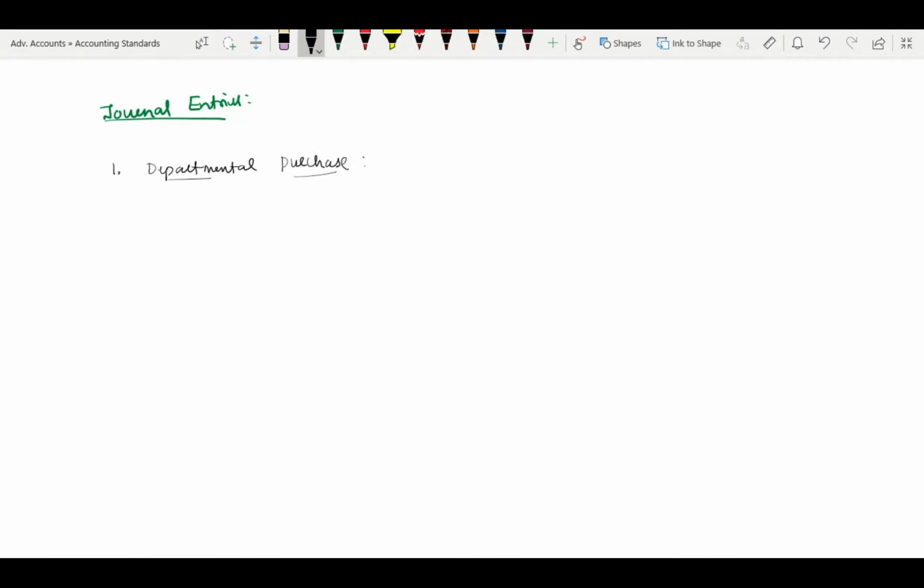If a sale is made, stock will go out. When the sale is made, stock will reduce. So for the movement of stock, we have to open a departmental stock account. Keep in mind, whenever stock comes in, the departmental stock account will increase, a debit. If the stock goes out, the departmental stock account will be reduced. That's a credit. So here the entry is: departmental stock account debit.